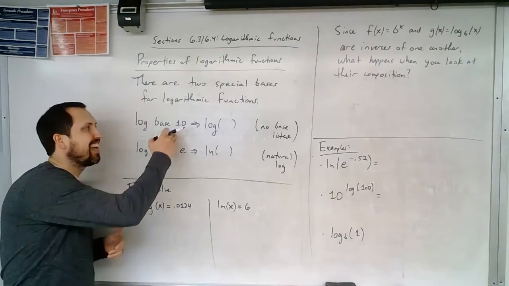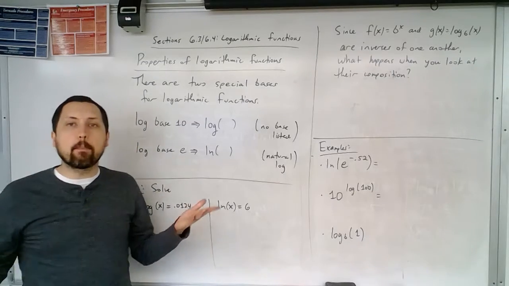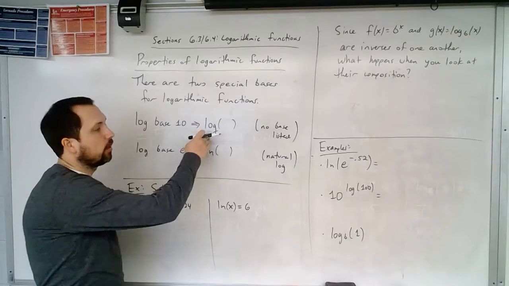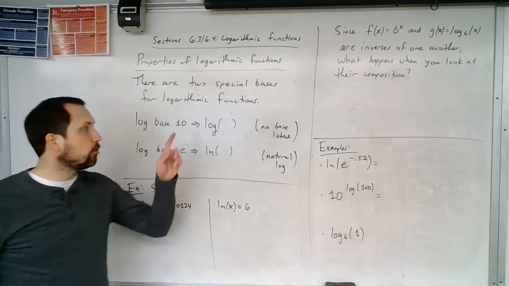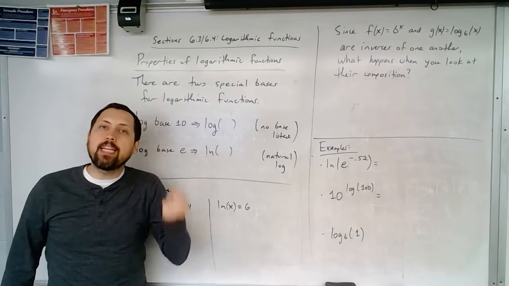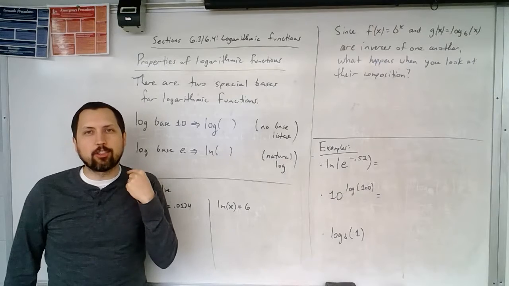So log base 10, because we're in a base 10 number system, everything is usually done base 10 that you're used to seeing. We're just going to write that as log, right? There's no base listed. It's just log. So if there's no base, immediately think that that base is really 10. If there's no base listed, it's just base 10.